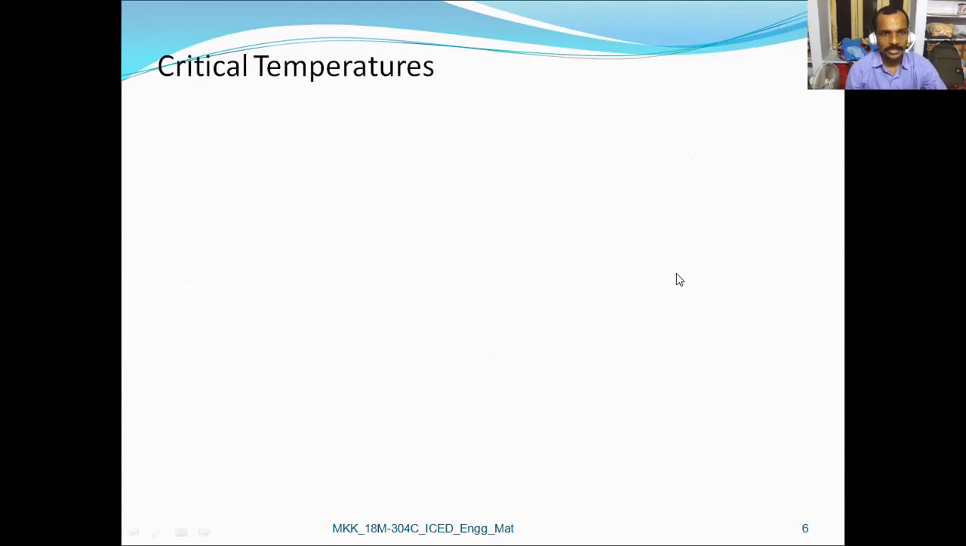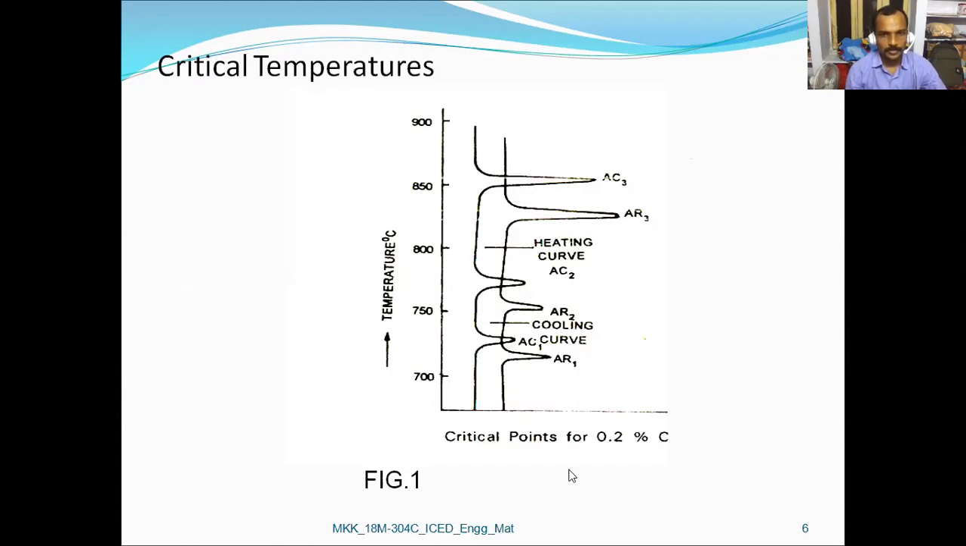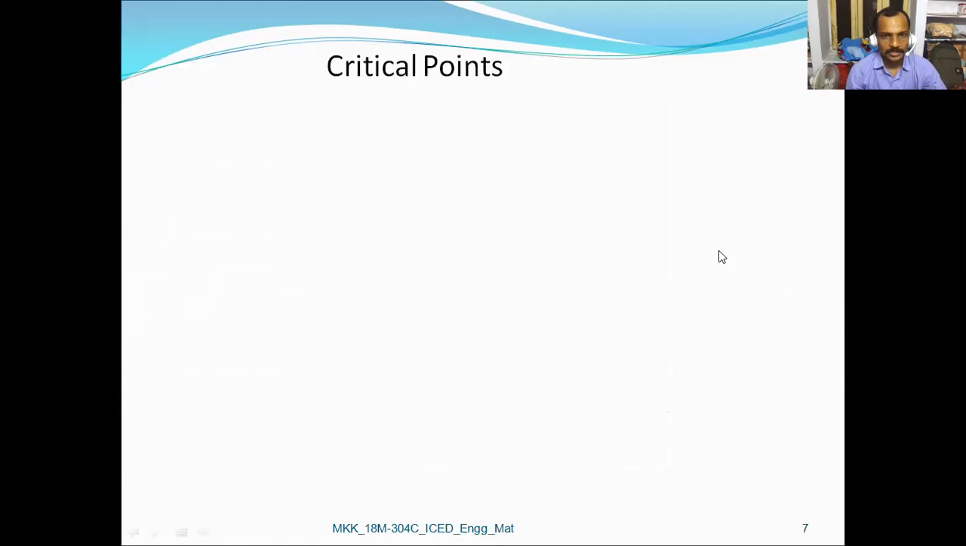So let us move to the critical temperatures. Let us have a look over the graph. Here are the critical points for 0.2% carbon, with the temperature given in degrees centigrade: 700, 750, 800, 850, 900. These are the different curves formed, the cooling curves AR1, AR2, and this is a heating curve. Let us see what these curves AR1, AR2, AR3 and AC1, AC2, AC3 are.